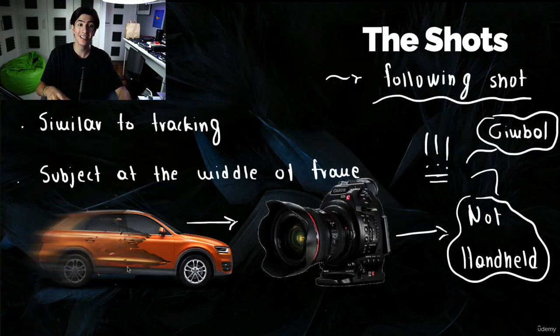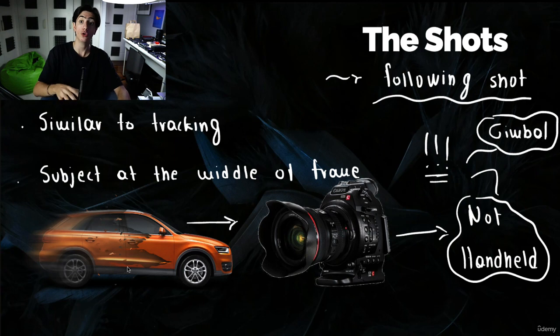Moving on, we're going to discuss the following shot. Now, the following shot is similar to the tracking shot, but again, the subject stays in the middle of the frame. The only difference here is that the camera doesn't have to stay fixated in a singular position according to the subject. So the camera may turn around the subject. We might introduce some creative freedom in the following shots, and this is what differentiates a following shot from a tracking shot.